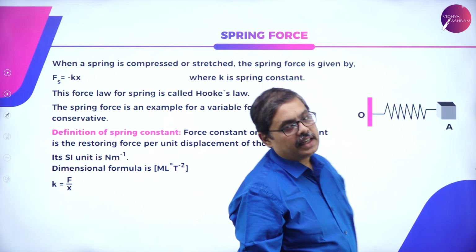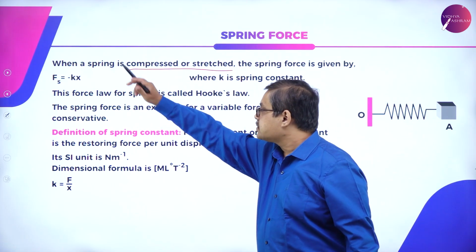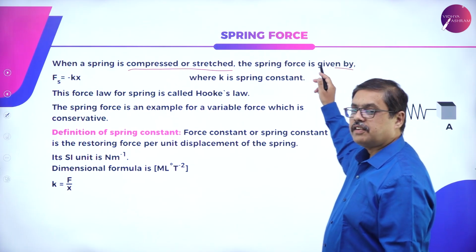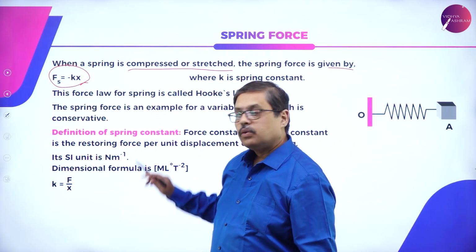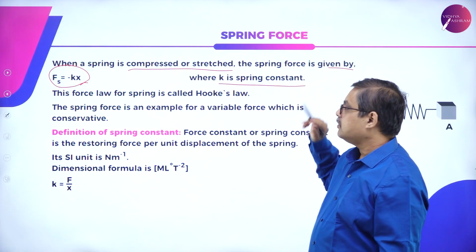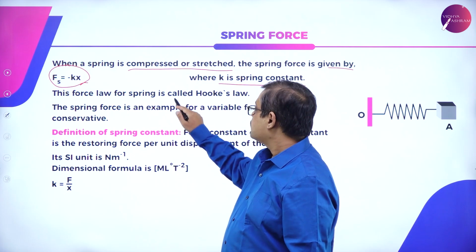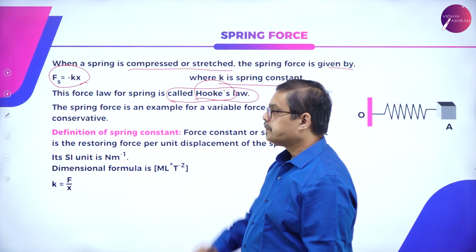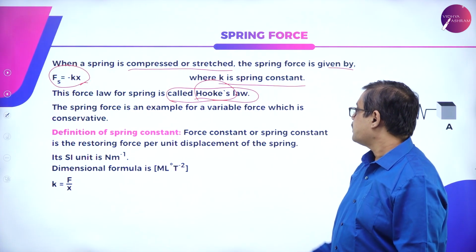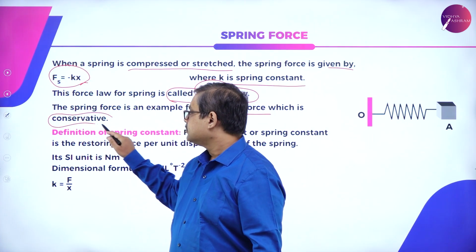Let us check what is the spring force. When a spring is compressed or stretched, the spring force is given by the equation Fs equals minus Kx, where K is the spring constant. We have already studied this. This force law is called Hooke's law. This was given by Hooke. The spring force is an example of a variable force which is conservative in nature.